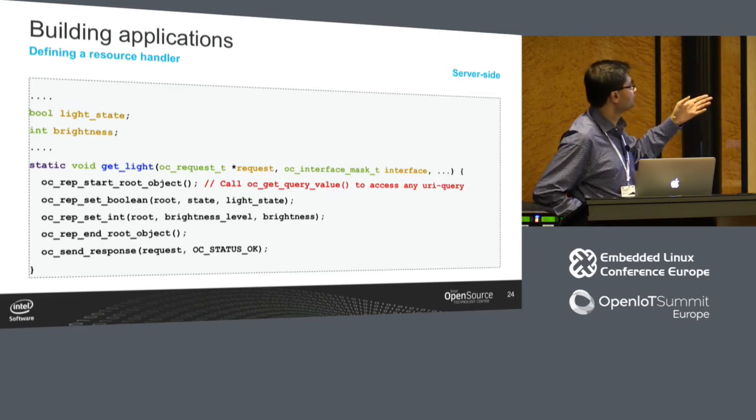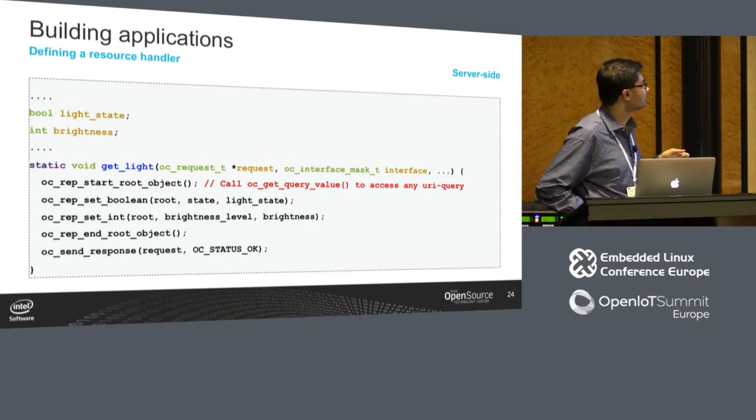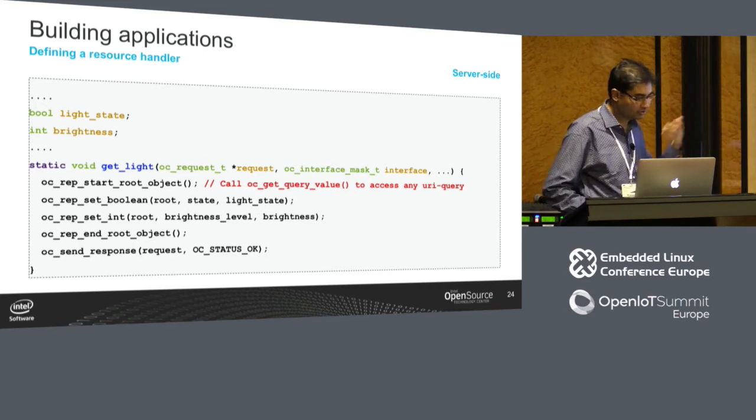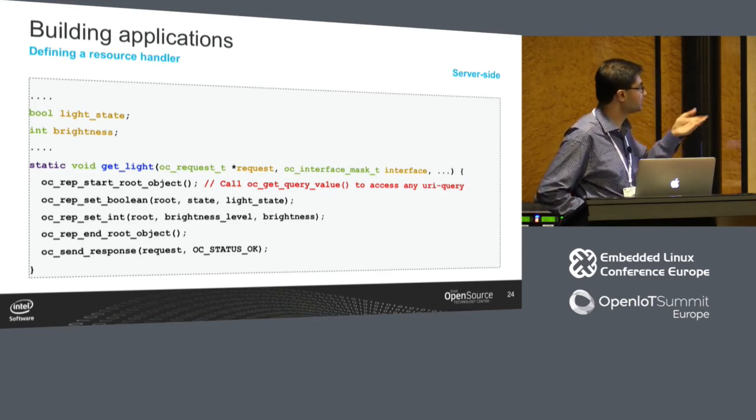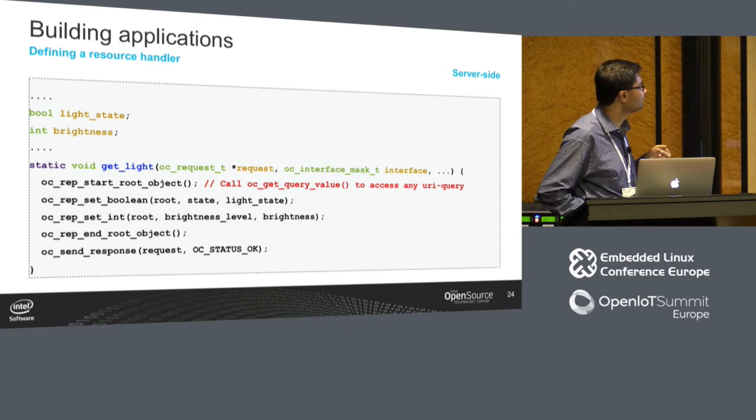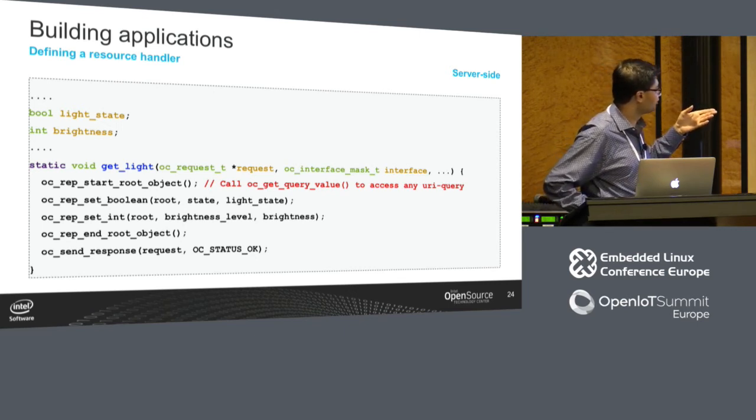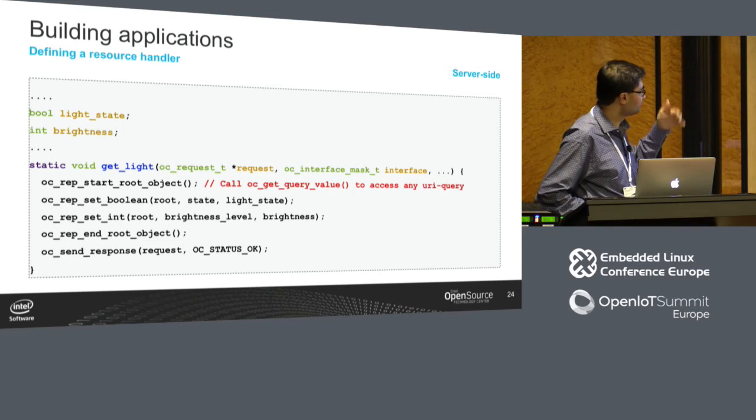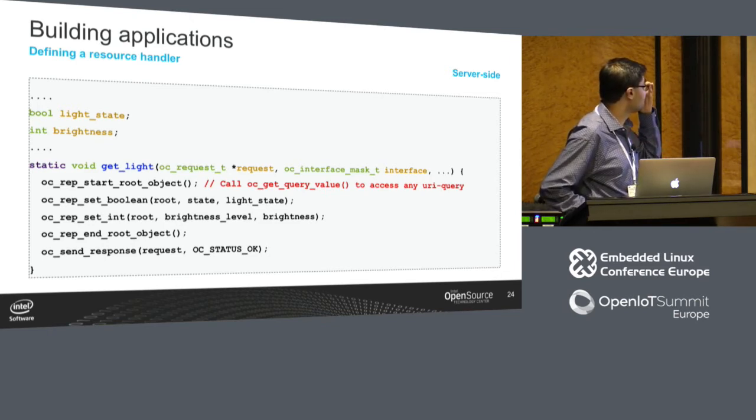So here's an example of the light resource handler for the GET method. If a resource handler supports queries, so basically an application can issue query parameters along with the request to a resource, and if a resource handler supports that, it can read those query parameters here by calling the OC get query value API. But basically, what the resource handler needs to do is return a representation of that resource, specifically for the GET method.